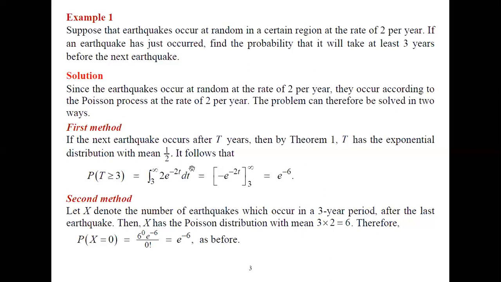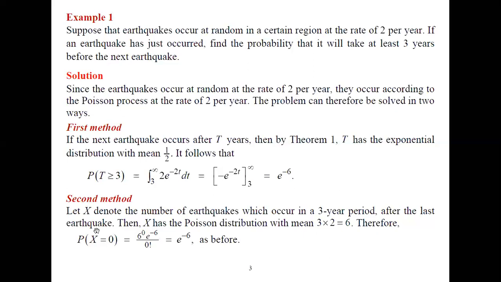Have you seen it? Because it follows the Poisson process, it follows the exponential distribution with mean 1/2. It means the PDF will be 2e^-2t. Have you seen 2e^-2t? Because the PDF is lambda e^-λt, and lambda is 2. So the PDF for the exponential distribution will be 2e^-2t. Because it's greater than 3, we integrate the PDF from 3 to infinity, and that gives e^-6. That's the first approach.